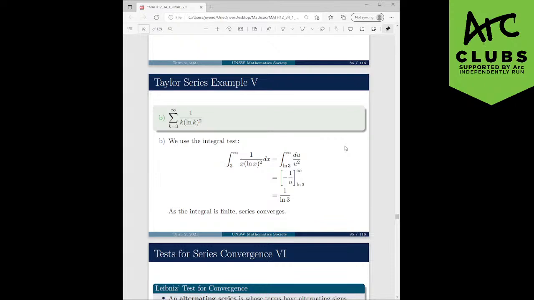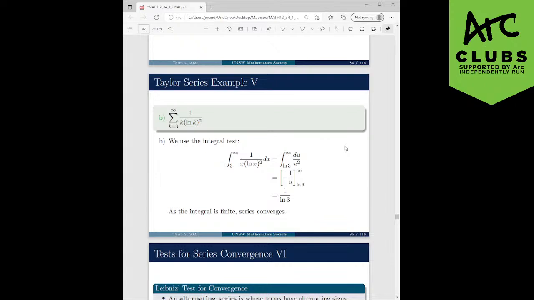And then you just evaluate the integral of 1 over u squared with respect to u, which becomes negative 1 over u. Sub in your upper and lower bounds, and you get 1 over ln 3, which is finite. Therefore, series converges. So integral test is pretty neat. To be fair, I have also very casually skipped over the conditions. The conditions of the integral test: your function had to be positive, which it is since x is bigger than 3. So yeah, this is positive. Your function has to be continuous.